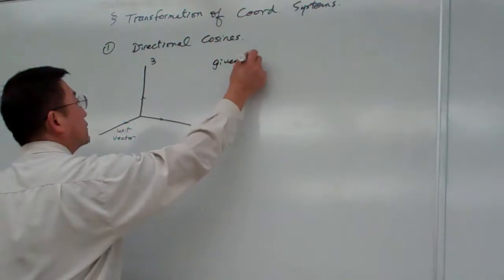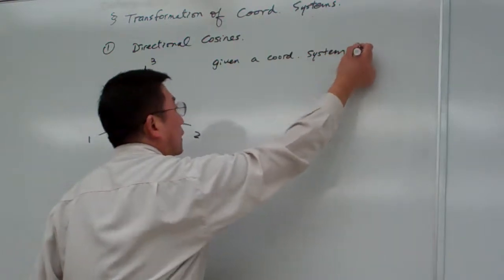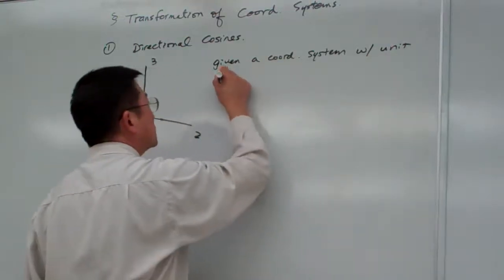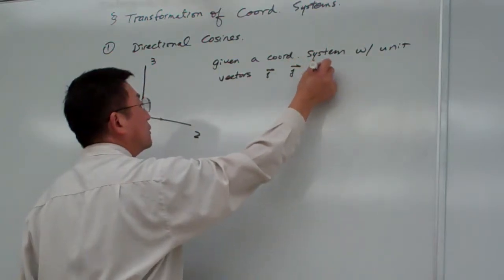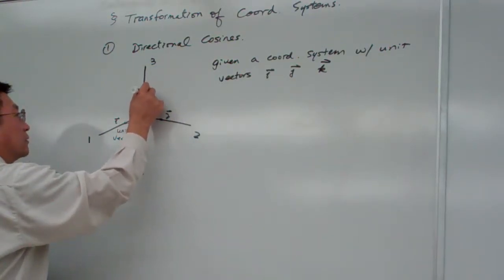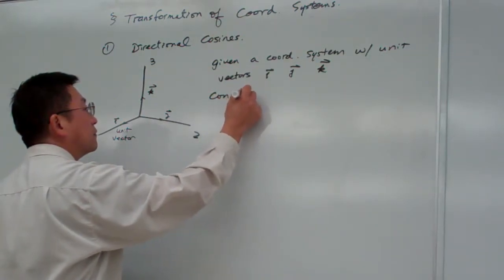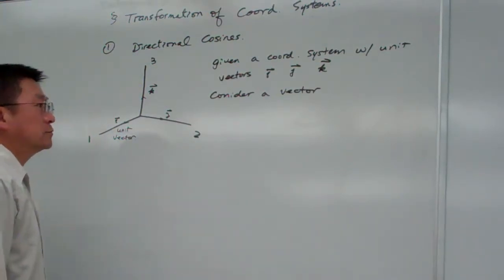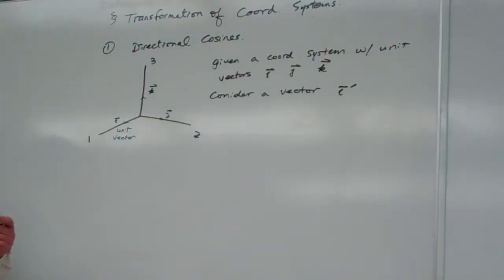so here we're given a coordinate system with the unit vectors i, j, k. Okay, so let me say these are the i, j, k. And then we also consider any vector. How about I prime? And I prime could be any vector.